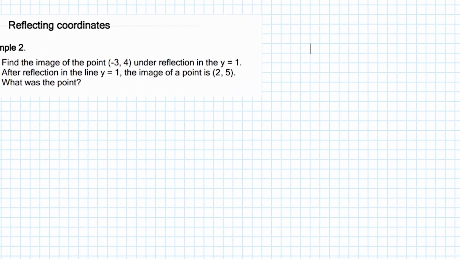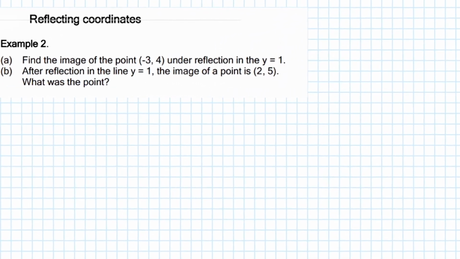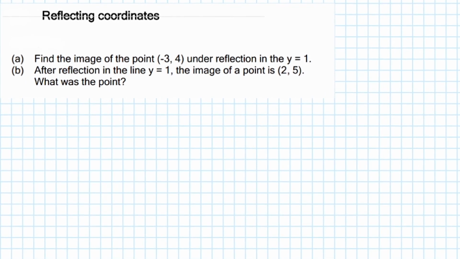Let's try and demonstrate how reflection works by reflecting a few coordinates. We have an example here. So we're going to draw a grid. They're telling us to find the image of the point P, which is (-3, 4), under the reflection y = 1. So let me draw this grid here. We have something like that.